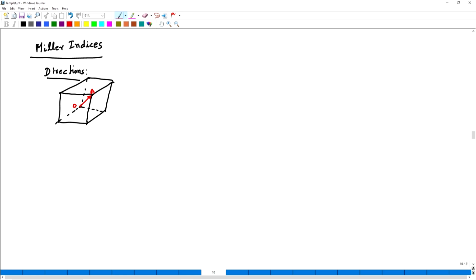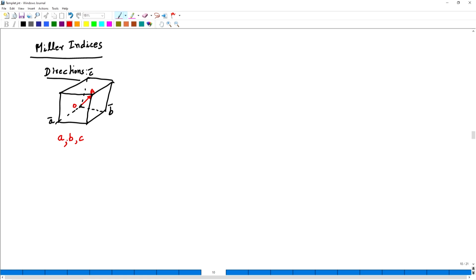And this is my A axis, B axis, and C axis of the unit cell. So, for OA, there will be some component along A, another component along B, and a third component along C. If I look at the absolute magnitude of the components, along A I have a component of magnitude A, along B a component B, and along C a component C, which are nothing but the magnitudes of the edges of the unit cell.